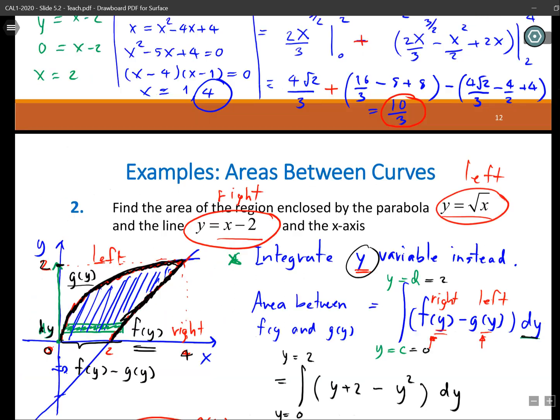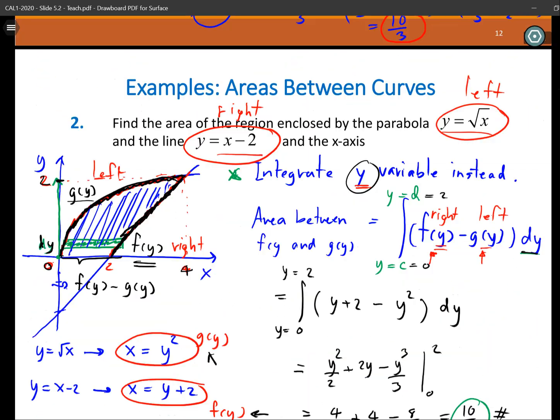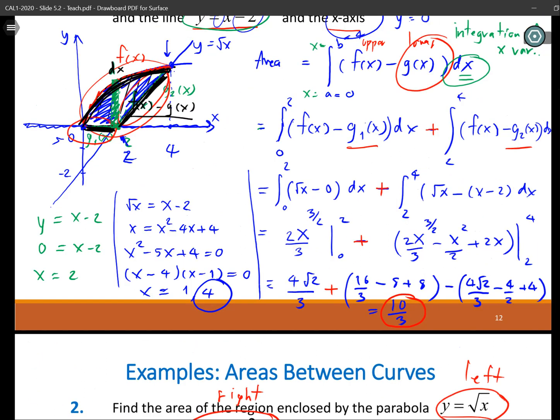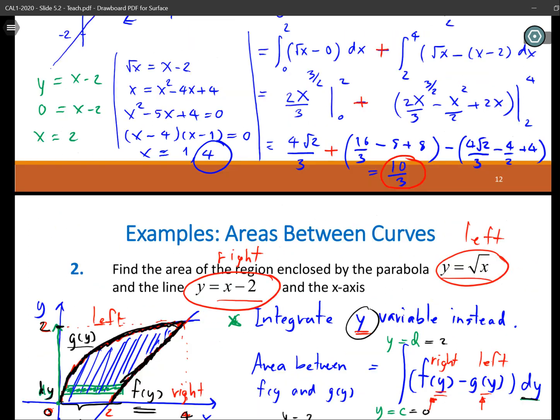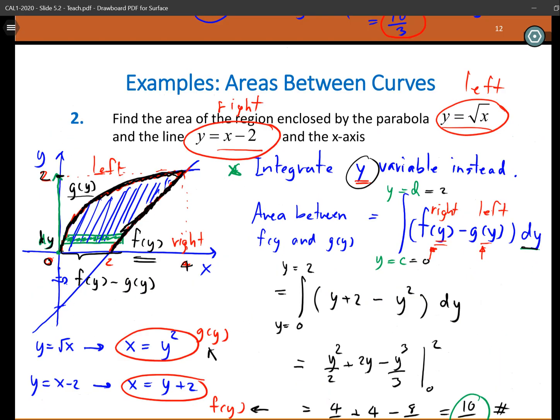Same as what we got before. So it's up to you. You can choose to work on x variable like this, and just split the area into two parts and work two integrations. Or you can switch to y variable based on the shape of the graph. Looking at this, hey, this is going to be easier because we don't have to split it.